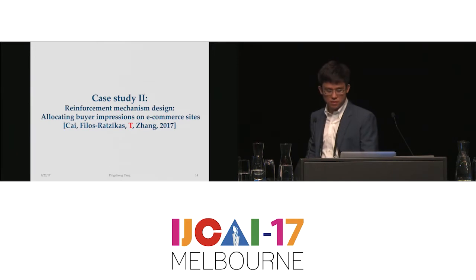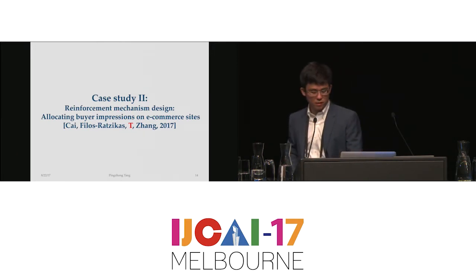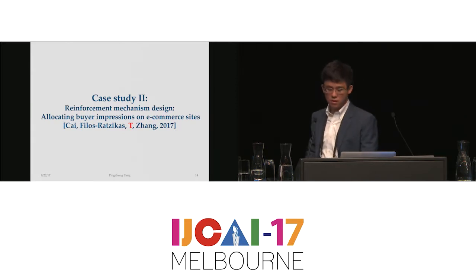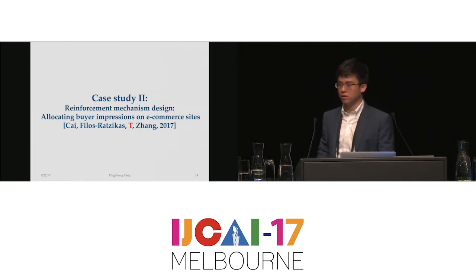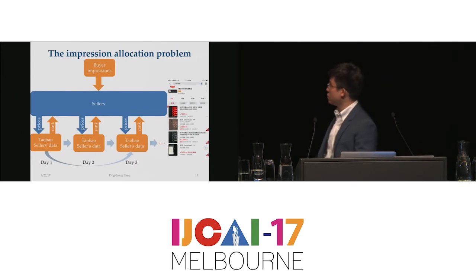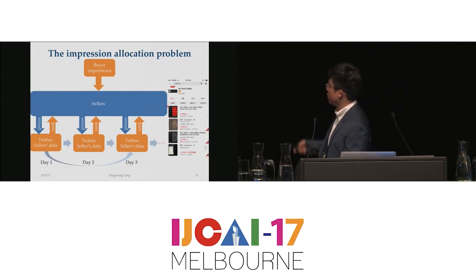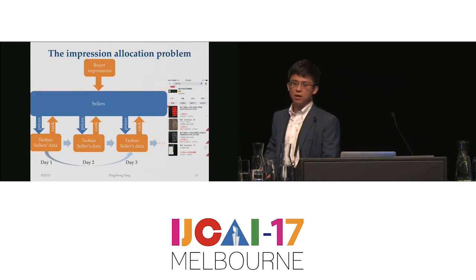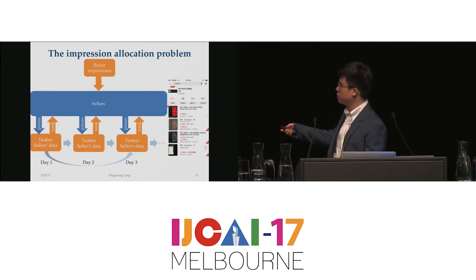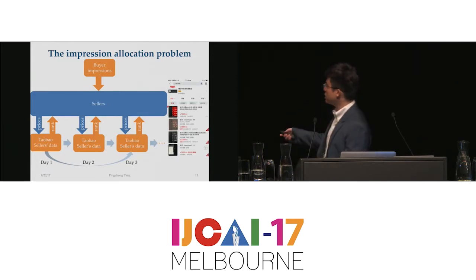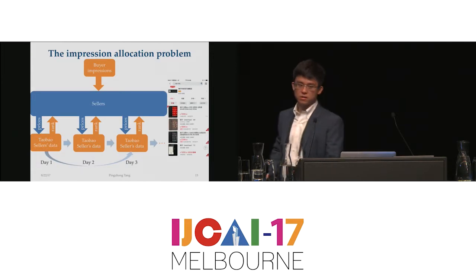So let's start from the second case study, called allocating buyer impressions on e-commerce sites. In particular, I'm going to talk about how to allocate buyer impressions on Taobao. So here is the problem. We have hundreds of thousands of impressions coming per second on Taobao. These impressions come to the website, and then the sellers set their price for the item and input it into the Taobao system. After seeing the impressions and the prices set by the sellers, Taobao will rank the sellers.